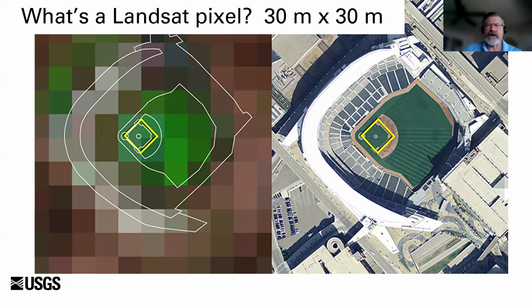And so if you looked at, and I apologize, this is not the Orioles stadium, this is the Twins stadium, but a 30 meter by 30 meter pixel is that yellow square that you see. It's roughly the shape of the diamond, or the base paths, inside that field.